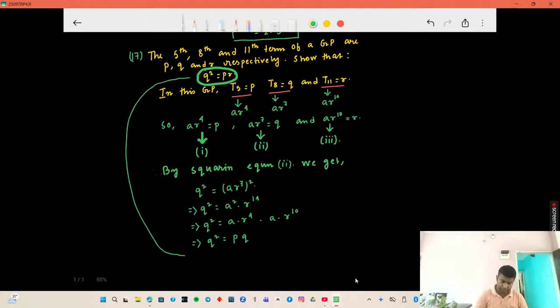A into r to the power 10 is equal to what? A into r to the power 10 is equal to R. So here we can see that hence it is proved. Q square is equal to PR. As you can see, we need to prove this in the given question. Is it clear to you?